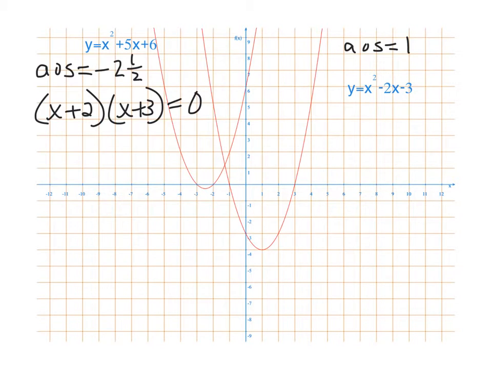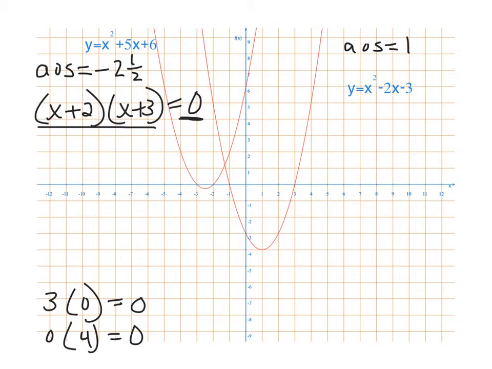Okay, so our two factors we said were x plus 2 and x plus 3, and this whole thing has to equal 0 because we're looking to see where the graph crosses the x-axis, and so y is 0 where this graph crosses the x-axis. So as we said before, when we multiply 3 times 0, we get 0. When we multiply 0 times 4, we get 0. So anything multiplied by 0 gets us 0.